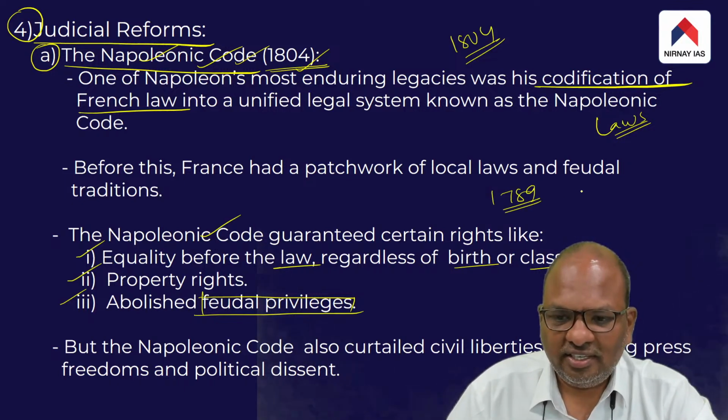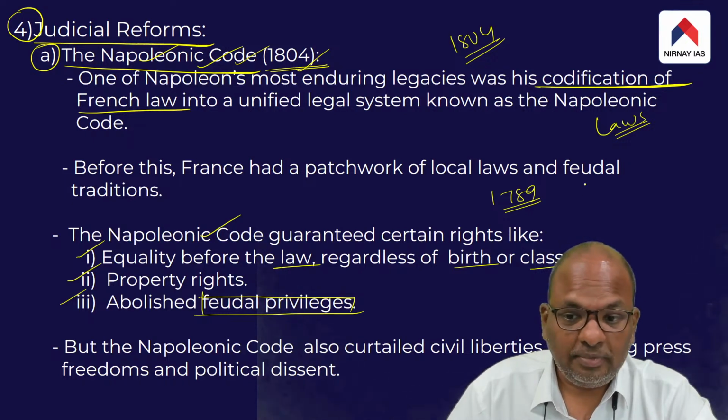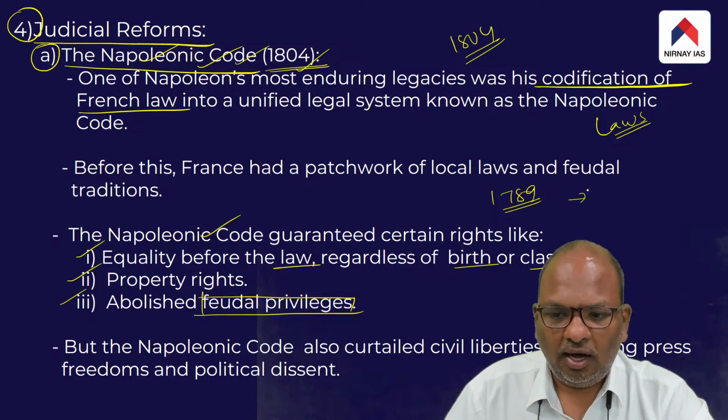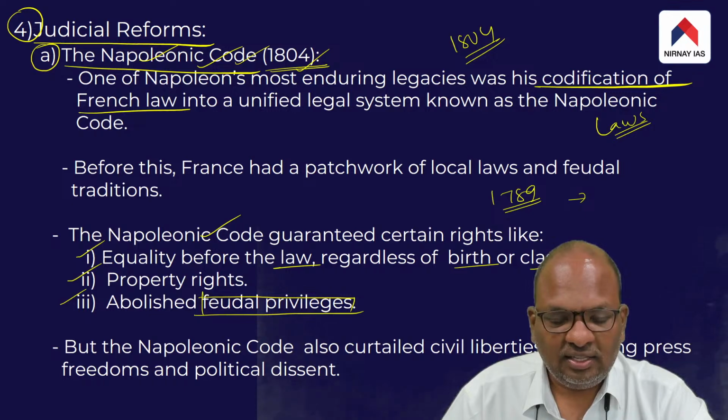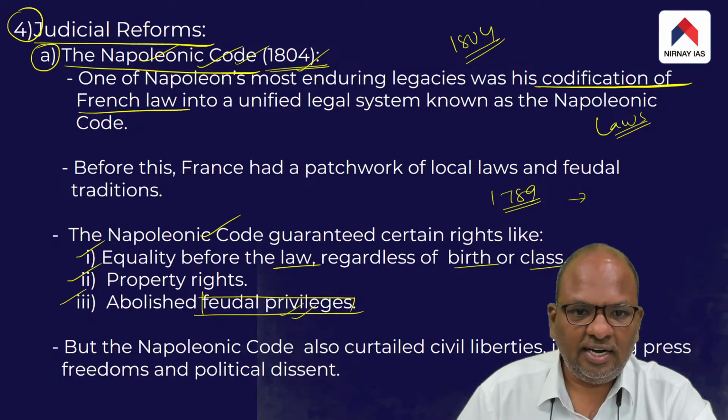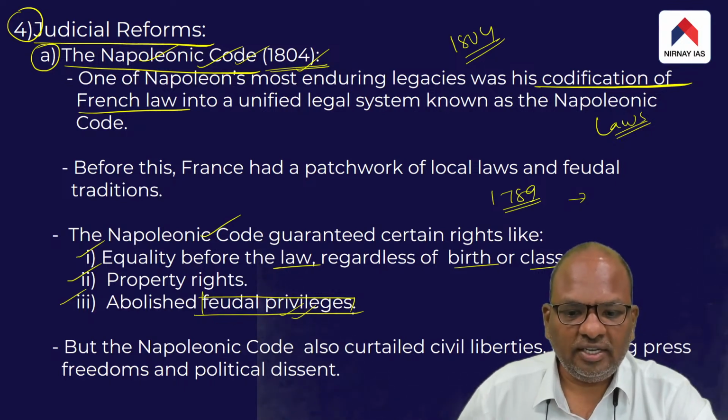So the richer sections of the society were exempted from taxes, whereas the poorer sections of the society were under the burden of huge taxation. But the point is, these feudal privileges were abolished under the Napoleonic Code of 1804.